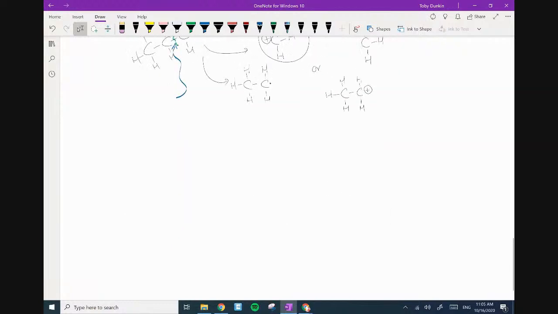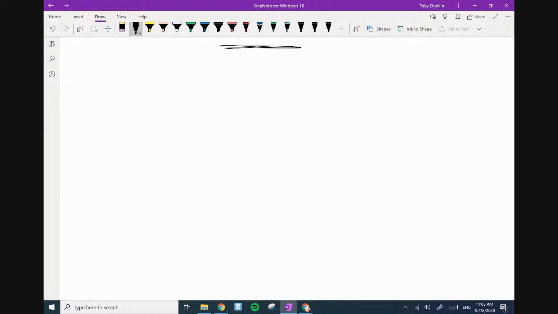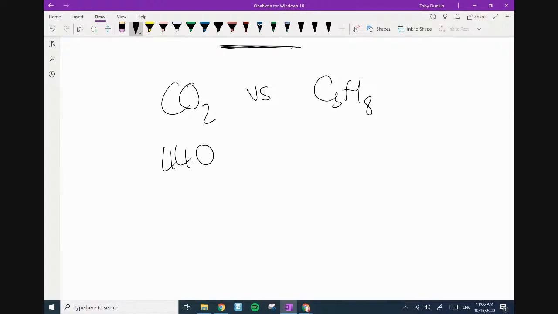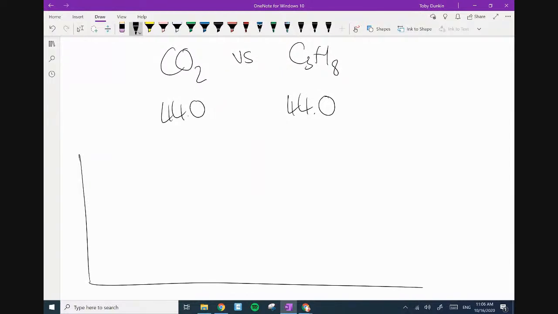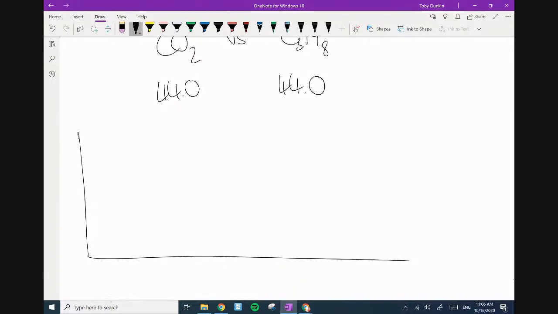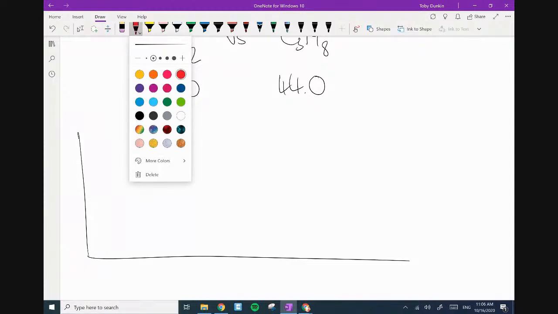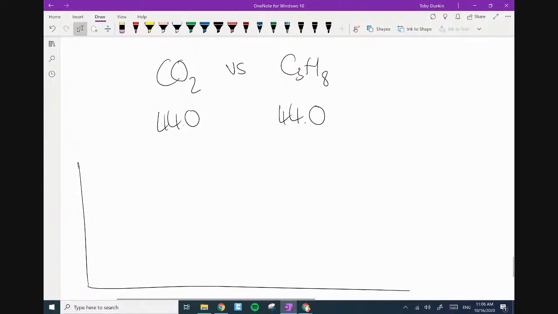So just to tell you, at this point, people go, God, why do I even care? I'll show you why. Because carbon dioxide versus propane. Now, the reason why I'm saying we compare these is because the Mr of carbon dioxide is 44.0. The Mr of propane is 44.0. If you put these into a mass spec, you'd expect to get exactly the same peaks, and you'll get one peak that's the same.